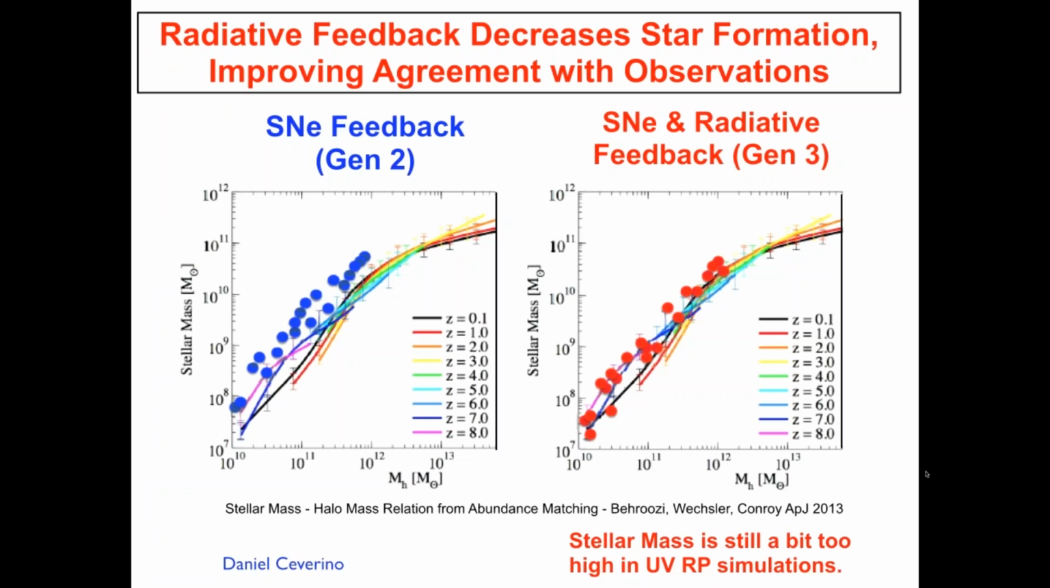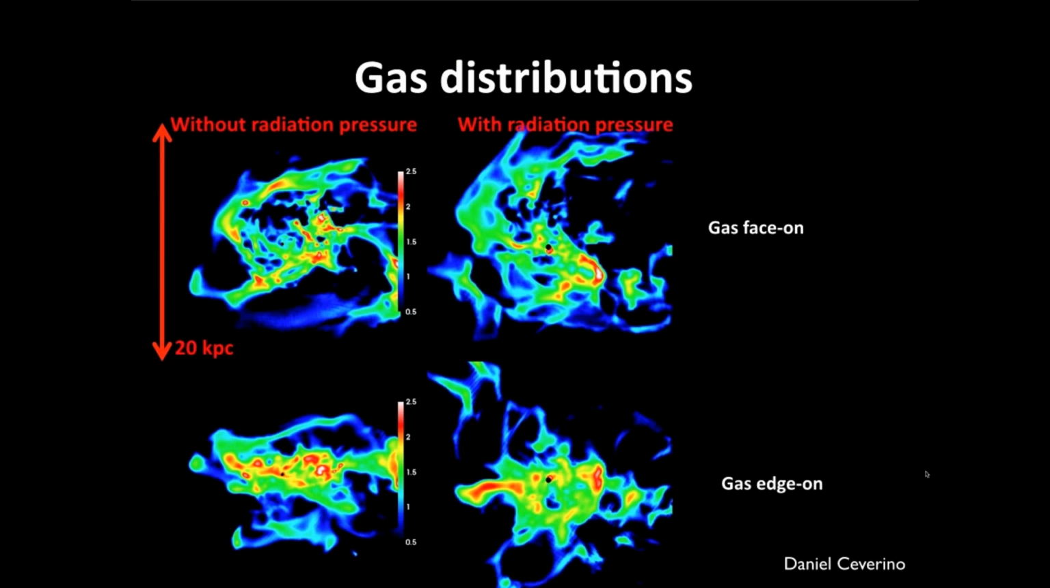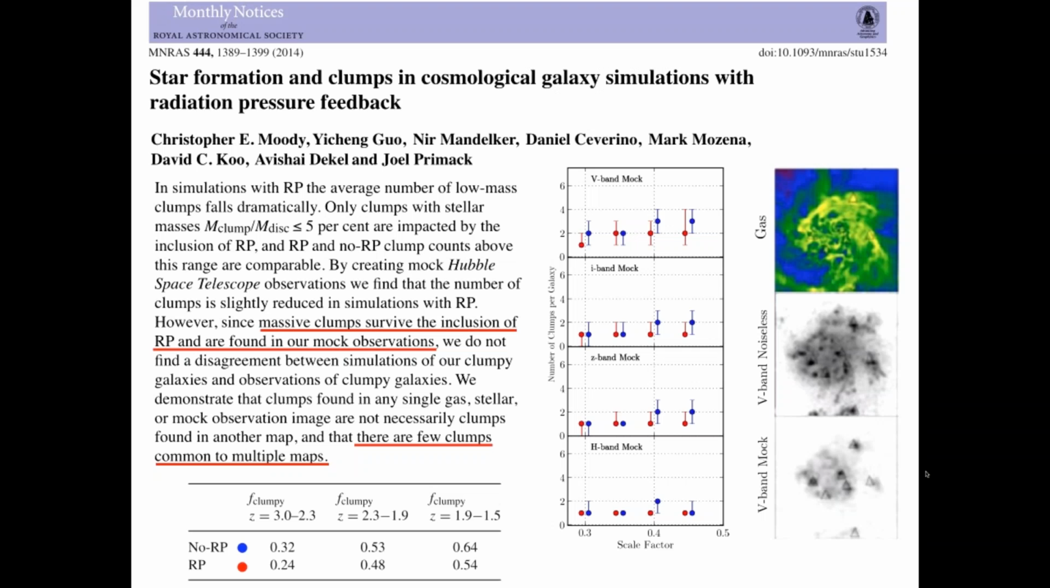When we didn't include the radiative feedback, we were overproducing the number of stars, the stellar mass, for a given halo mass. That's the blue points on the left. Including the radiative feedback, we're doing a much better job. We're very close to the Behroozi-Wechsler-Conroy stellar to halo mass relation. This is the gas distributions, and again, with radiation pressure, you see fewer small clumps, but about the same number of large clumps. Now, this is that paper by Moody that I mentioned, where we actually compared the simulations in some detail.